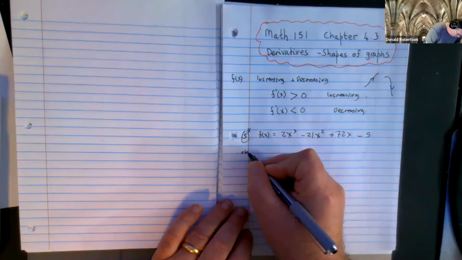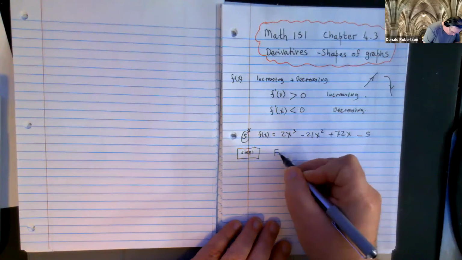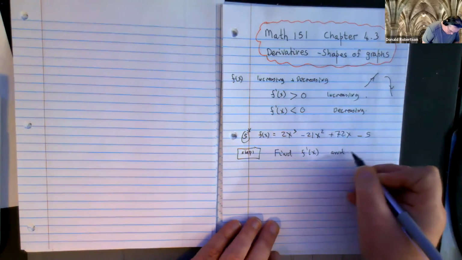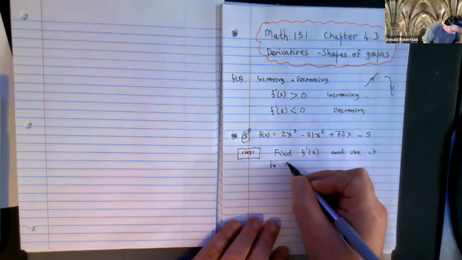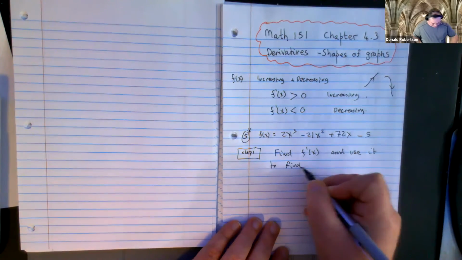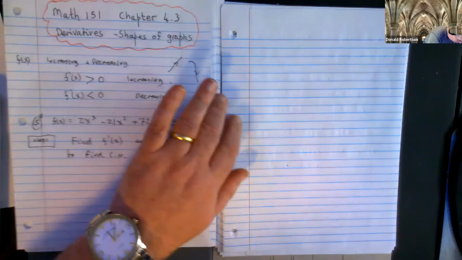The first thing you're going to do in any of these questions is find the derivative and use it to find the critical numbers. So let's try that out over here. That's my step 1.